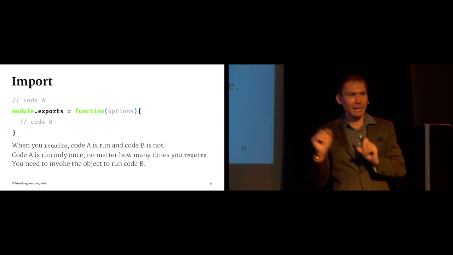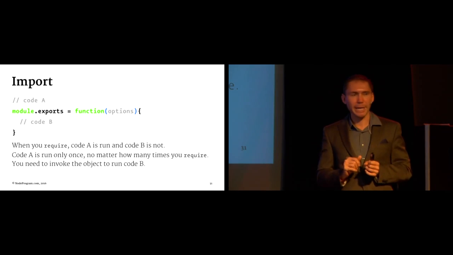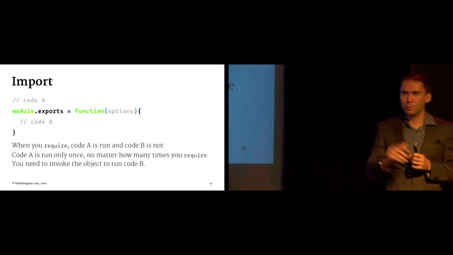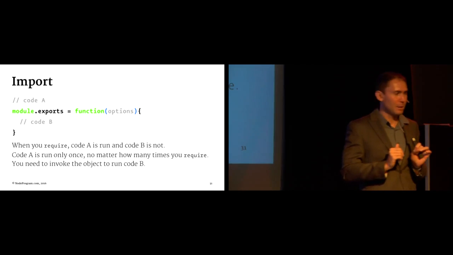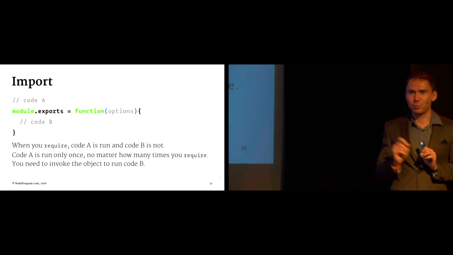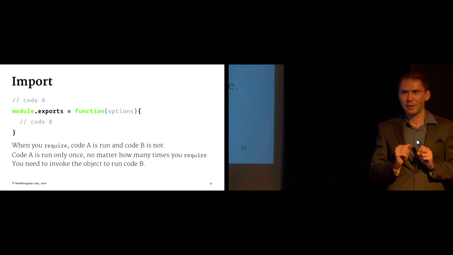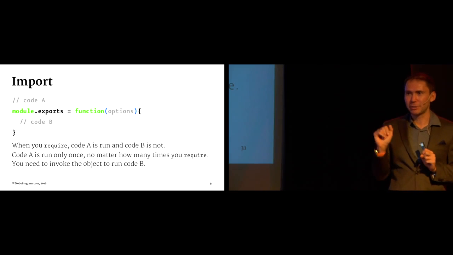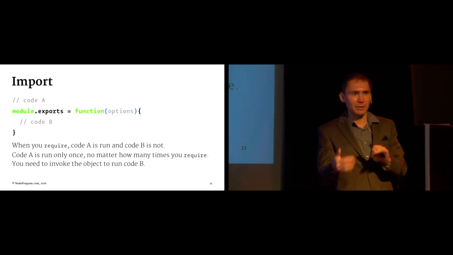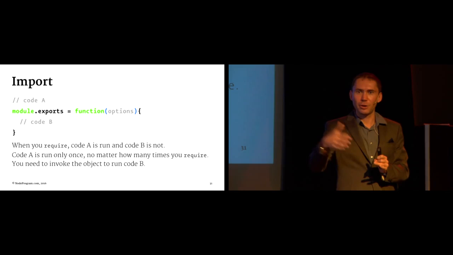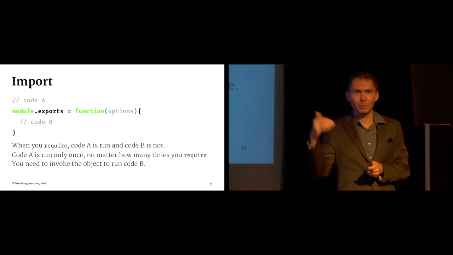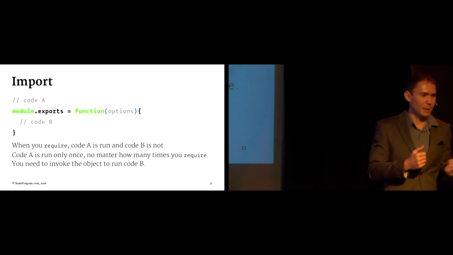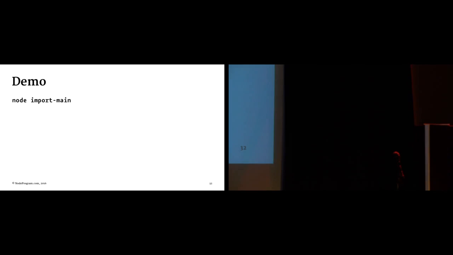An interesting mechanism that Node is using is caching modules. And if you put the code outside of exports, it's totally fine, you can do that, but that code will be executed just once when you require that module. And the code inside of the exports would not be executed at the require. It would be executed only when you actually invoke this function. But it could be executed many times, while code A will be executed just once. So let me show you a quick demo.